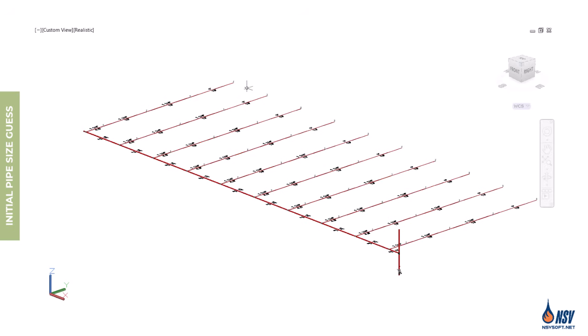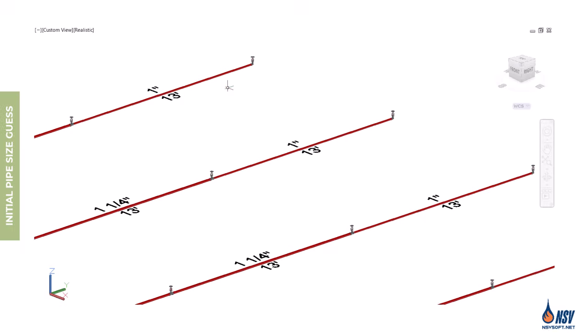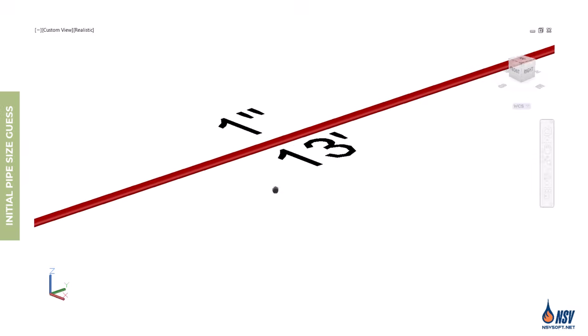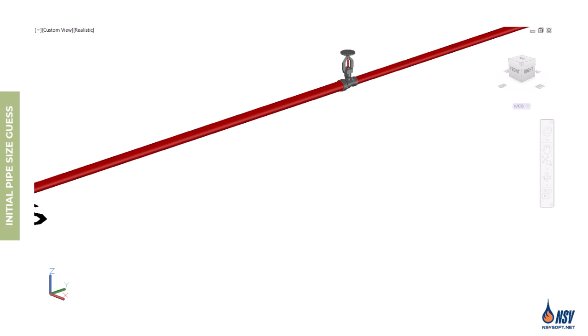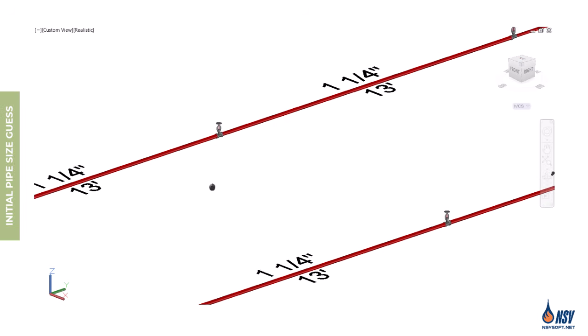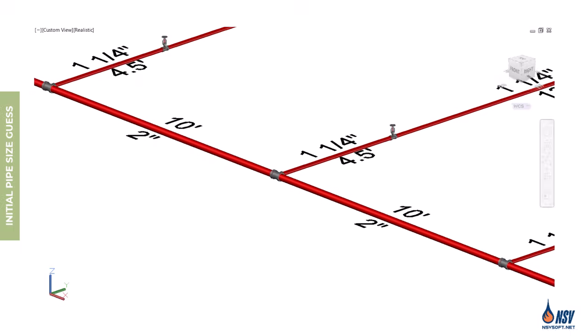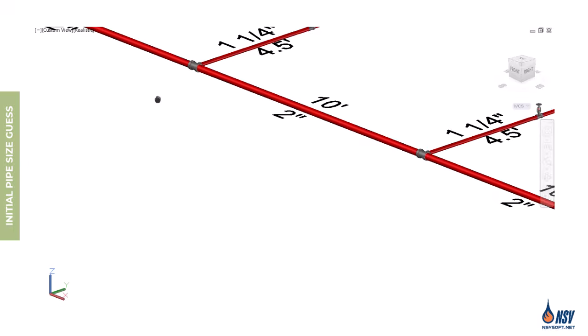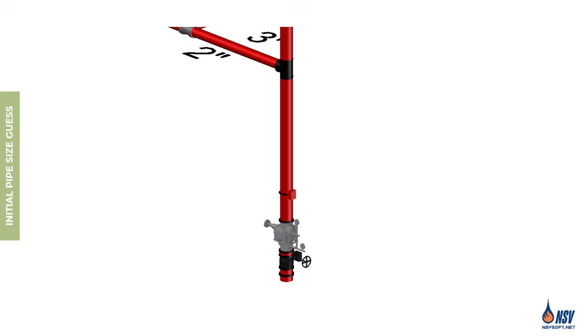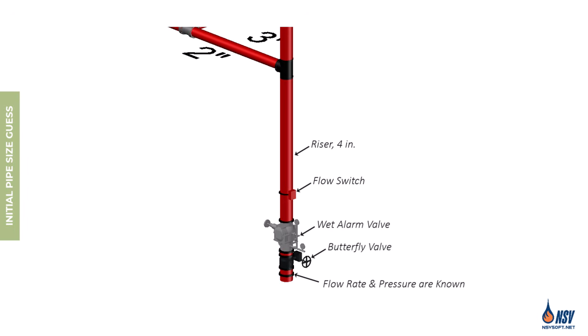Let's take a look at the 3D model of our sprinkler system. As shown, the sprinklers are installed directly on the fittings. The branch line sizes follow our initial assumptions, and the cross main is sized at 2 inches. On the 4-inch riser, we've included a flow switch, a wet alarm, and a butterfly valve. We're assuming this sprinkler system is connected to a private fire service main and that the flow rate and pressure at the lower flange are known.